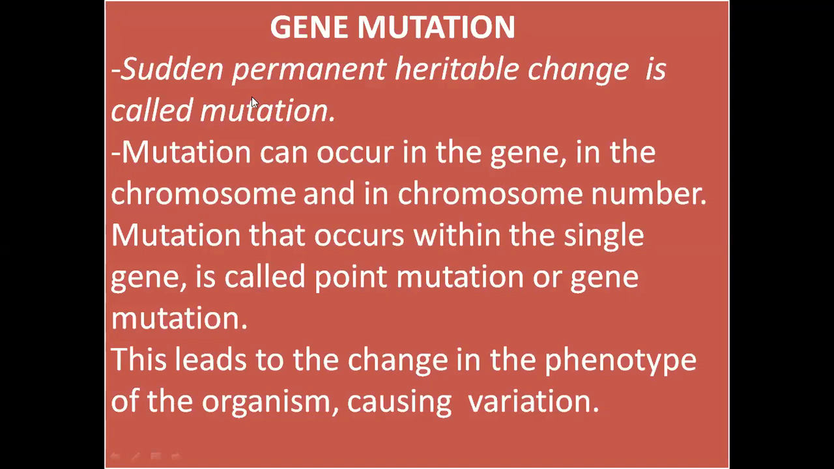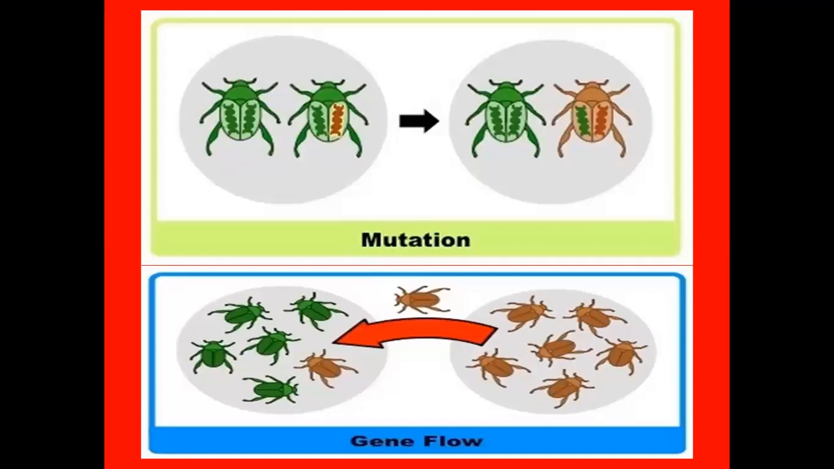Now see gene mutation. A sudden permanent heritable change is called mutation. Mutation can occur in the gene, in the chromosome, and in the chromosome number. Mutation that occurs within a single gene is called point mutation or gene mutation. When the mutation occurs in the chromosome, it is called chromosomal mutation. So what happens due to mutation? The phenotype of the organism changes, causing variation. We had studied this.